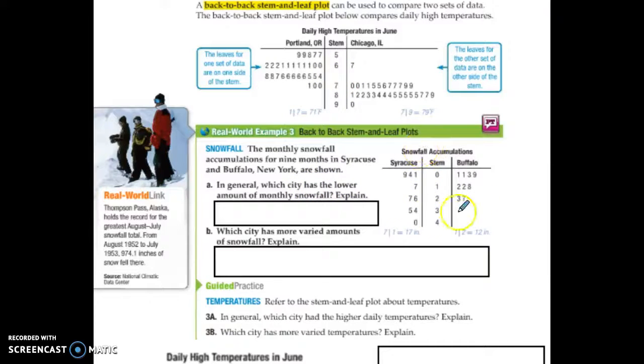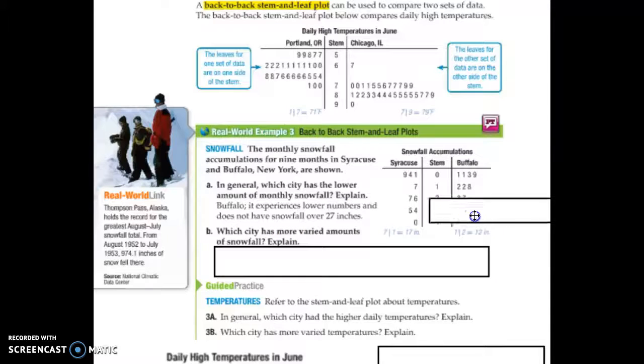Alright, so let's take a look here. We have a back-to-back stem and leaf plot. Snowfall in Syracuse and Buffalo. Alright, in general, which city has the lower amount of monthly snowfall? Well, taking a look here, Syracuse has a couple in the 30s and the 40s. Okay, this one doesn't have any over here. So to me, it looks like Buffalo has the least. A couple of 1, 1, 3, and 9, where there's more data up here. So my explanation is most of Buffalo's snow accumulations are closer to the single digits, while Syracuse is all over the place. Got some 30s and some 40s.